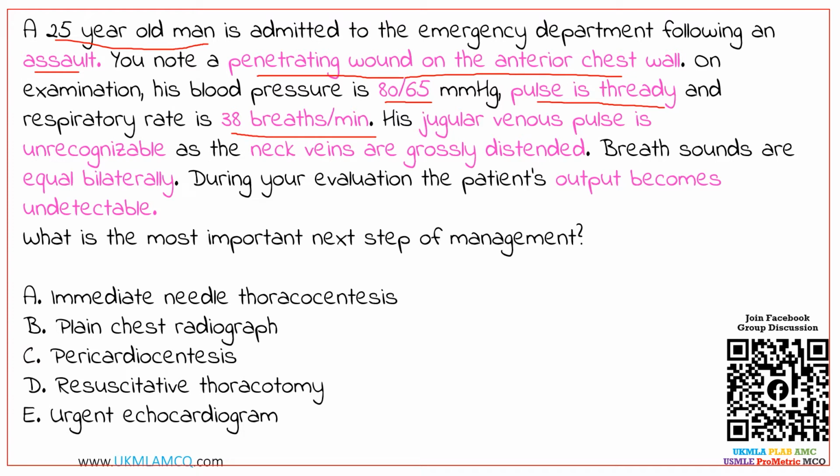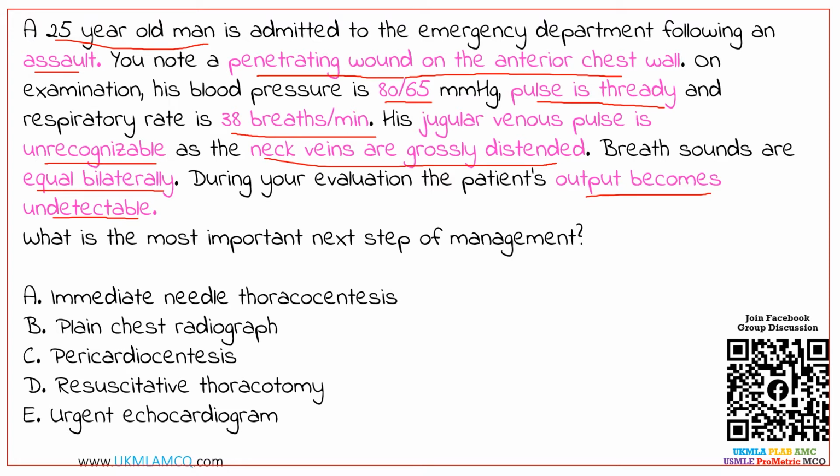And jugular venous pulse is unrecognizable. This is very important. Neck veins are grossly distended. Breath sounds are equal bilaterally. And during evaluation, output becomes undetectable. So these are the important keywords here. This is a classical case scenario.